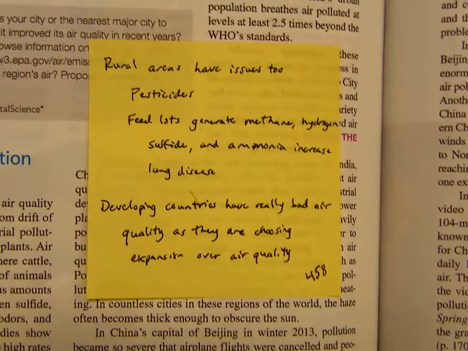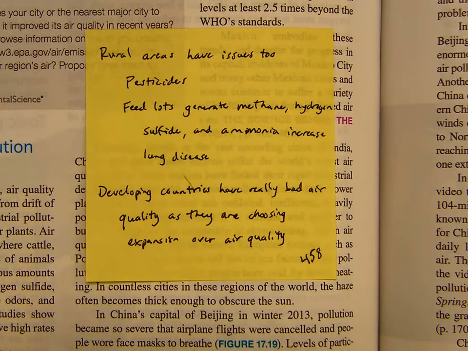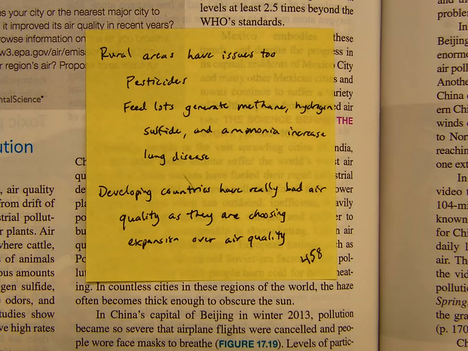Now, I talked about urban areas being bad, but rural areas also have issues with air quality. They use a lot of pesticides, and pesticides are typically a spray, so they're aerosolized and can get into the air. Then feedlots, which we've talked about before, with a whole bunch of cattle or chickens or pigs stuffed into a small place, generate a lot of methane. They also generate hydrogen sulfide and ammonia. All of those increase lung disease. You know, like methane.